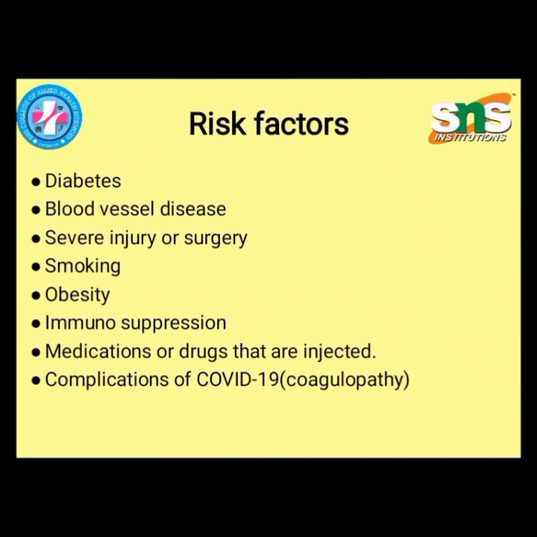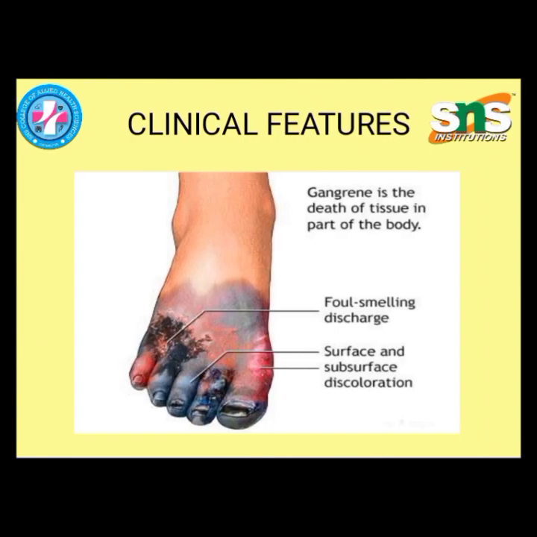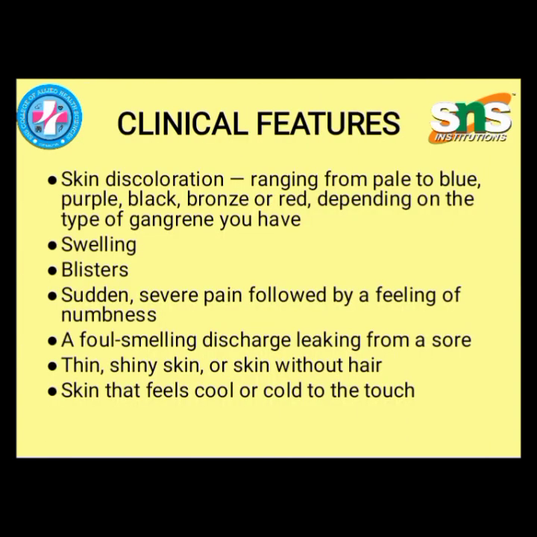The risk factors of gangrene are diabetes, blood vessel diseases, severe injury or surgery, smoking, obesity, immunosuppressants, some medications, and complications of COVID. Symptoms are skin discoloration, swelling, blisters, sudden severe pain followed by a feeling of numbness, foul-smelling discharge, and thin shiny skin.